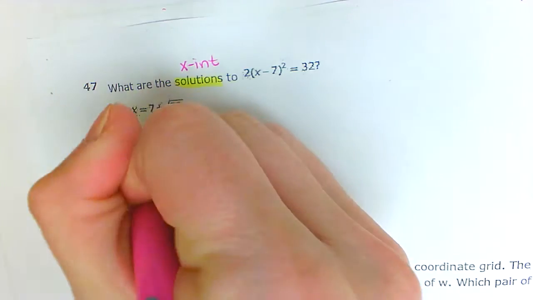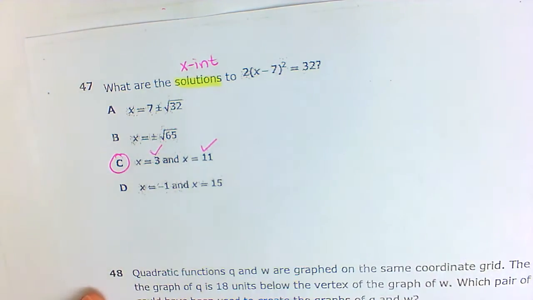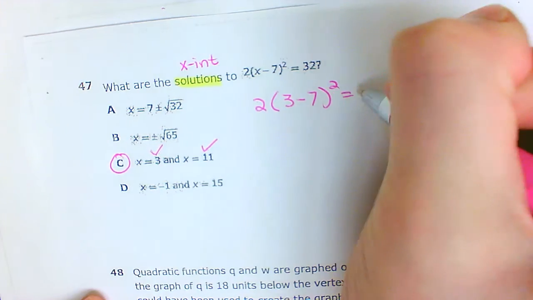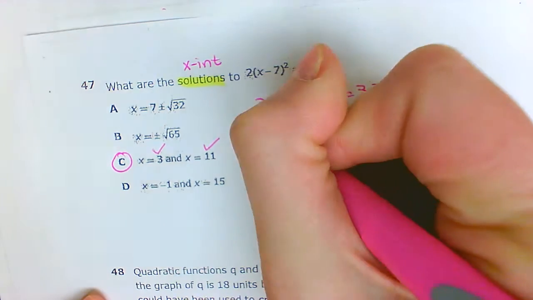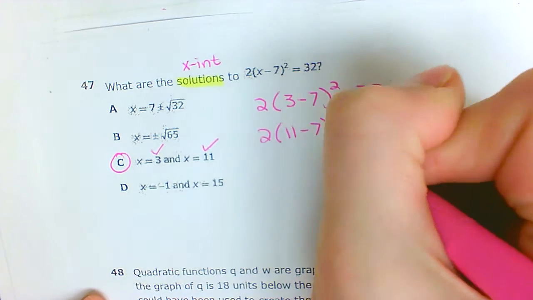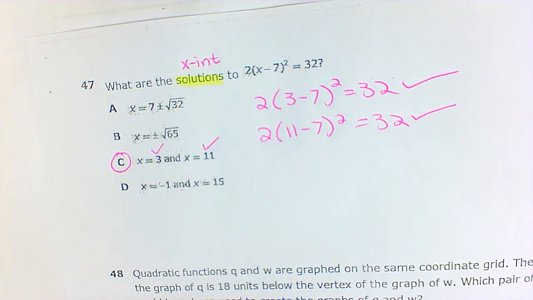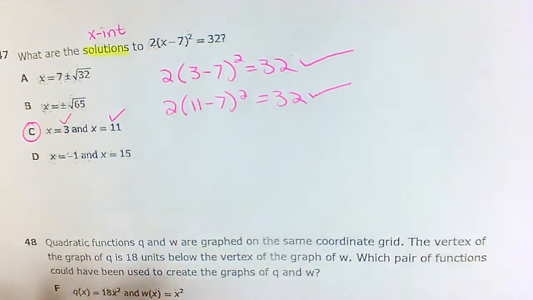So even just by knowing that a solution means you can take those numbers and plug them in, 2 times 3 minus 7 squared does equal 32. That's true. And 2 times 11 minus 7 squared also equals 32. If you know what it means to be a solution, right away you can answer this question.